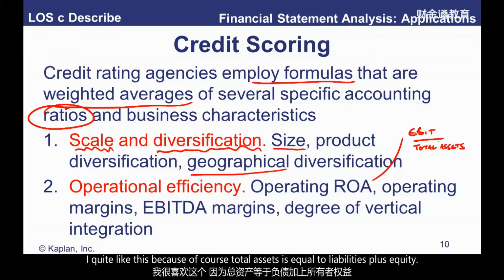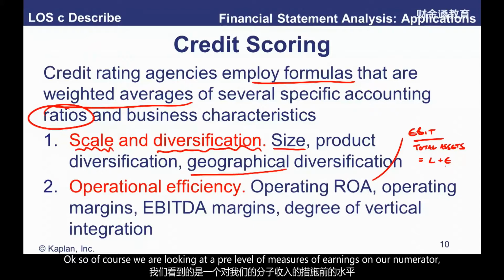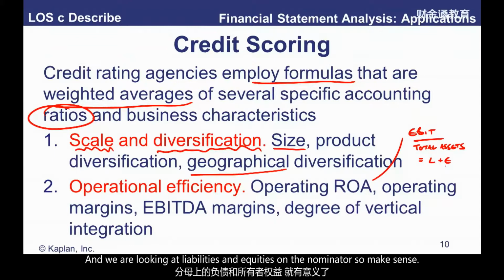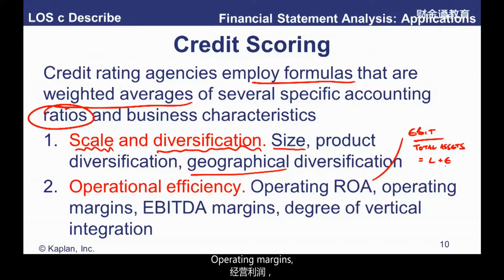And I quite like this because, of course, total assets is equal to liabilities plus equity. Okay, so of course we're looking at a pre-levered measure of earnings on our numerator. EBIT is before payments of interest, so it's pre-levered. And we're looking at liabilities and equity on our denominator, so it makes sense. Operating margins, so EBIT over sales, of course. Maybe EBITDA margins. So let's subtract depreciation and amortization.